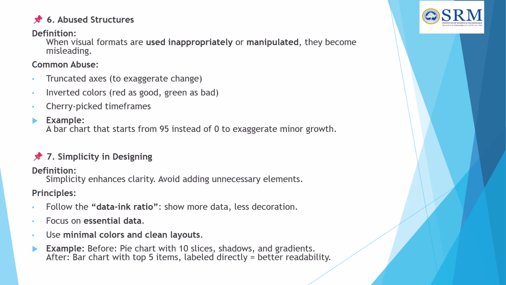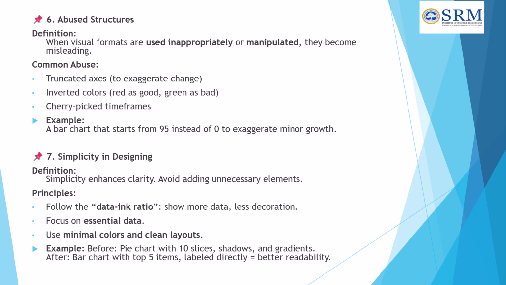Abuse of structures. Sometimes visualizations can be abused when the design tricks the viewer or hides the true story behind the data. This happens when a chart uses truncated axes, like starting a bar chart at 95 instead of 0 to make small changes look much bigger than they really are. Other common abuses include using colors in confusing ways, like showing red as good and green as bad, or picking only certain time periods that support a point while ignoring others. These practices mislead people and should be avoided.